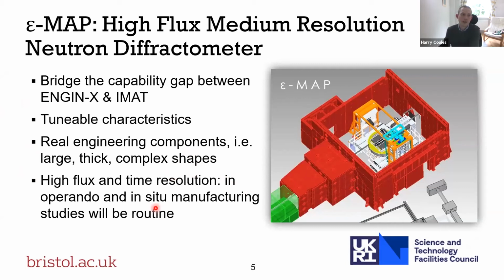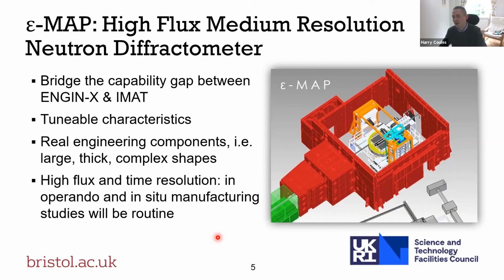So here's an overview of the design. In concept, it's similar to ENGIN-X. We have, so here's the beam guide here, sample in the middle, and we have these two detector banks at 90 degrees. The idea behind EMAP is to really go for much greater flux than is available on ENGIN-X. This will come at a slight cost in terms of diffraction resolution, but it's also an instrument that's being designed to be very flexible. So it will have a high flux mode and a high resolution mode.